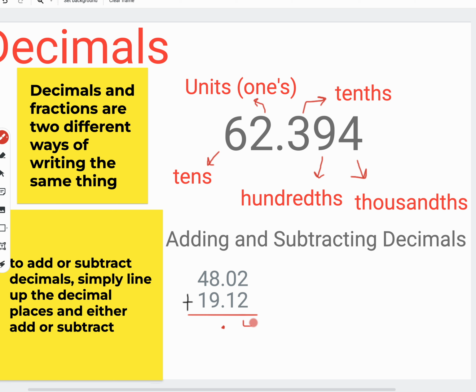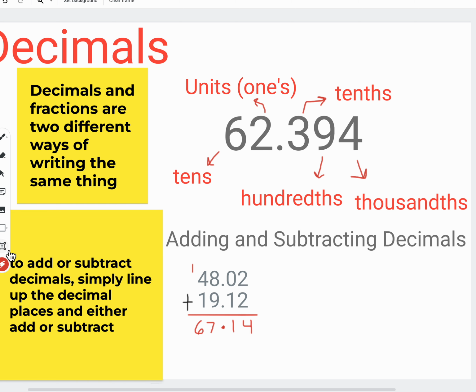Now let's simply add. 2 plus 2 is 4, 0 plus 1 is 1, 9 plus 8 is 17, carry that 1, 4, 5, 6. 48.02 plus 19.12 is 67.14.